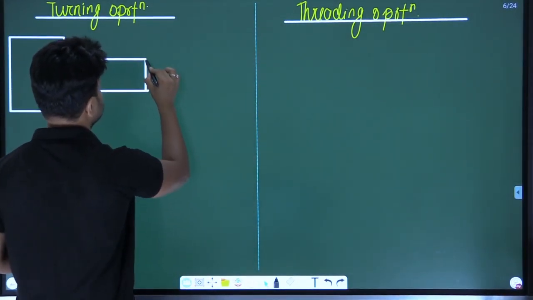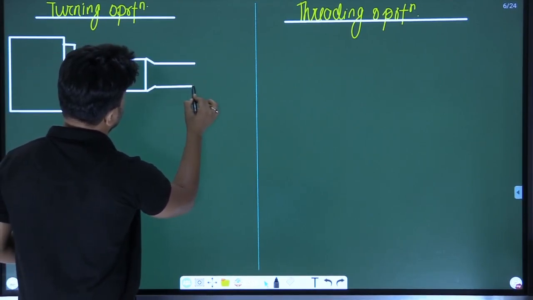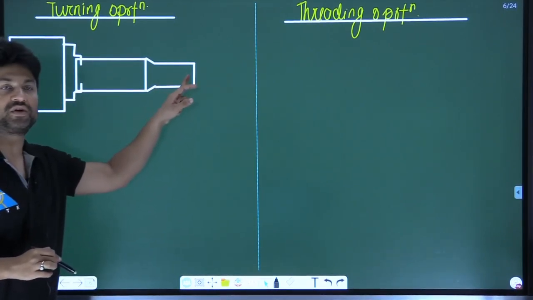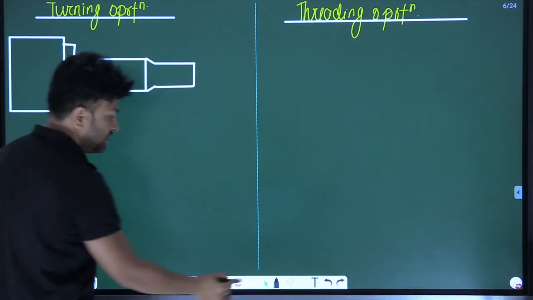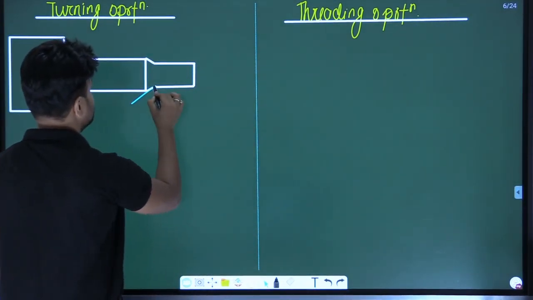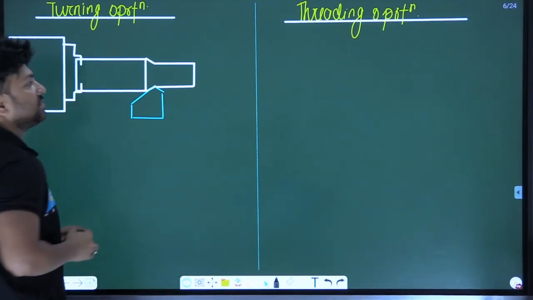So here you can see I am doing a turning operation, and I have told you a lot about the turning operation in theory of metal cutting. Got it? Suppose it is a workpiece and it has to be turned. So here my tool is here. This is my tool. Right.